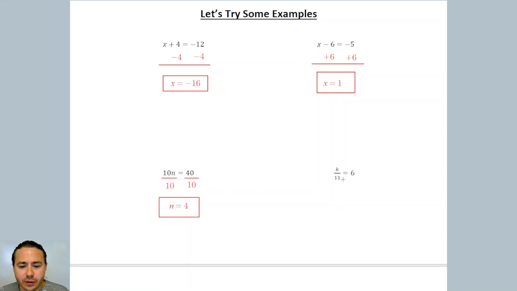For this next one, we've got k divided by 11 equals 6. And to undo that division, if you've been paying attention, you probably already know what's going to happen. We want to multiply both sides by 11. Now, there's a couple different ways you could show that, and it's really preference. I don't really care which way you do it. One way you can show the multiplication on both sides by 11 here is to write it like this.